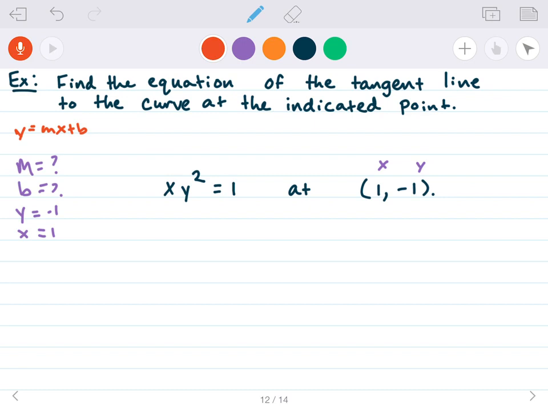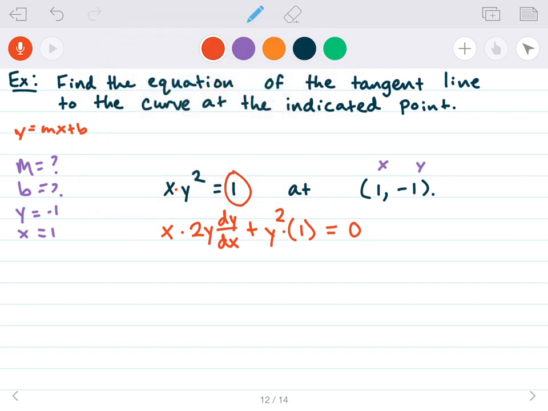Okay, so we need to take the derivative of this guy. Now taking the derivative of the left side, I have a product of functions. So I keep the first times the derivative of the second, plus keep the second times the derivative of the first. And then if I take the derivative of 1, that's just 0.